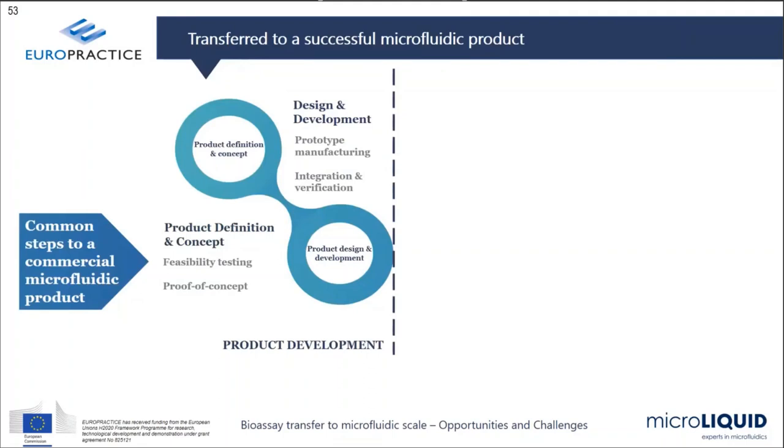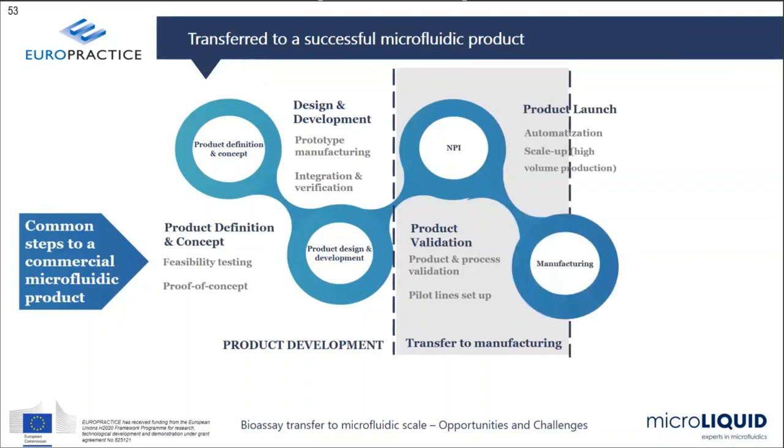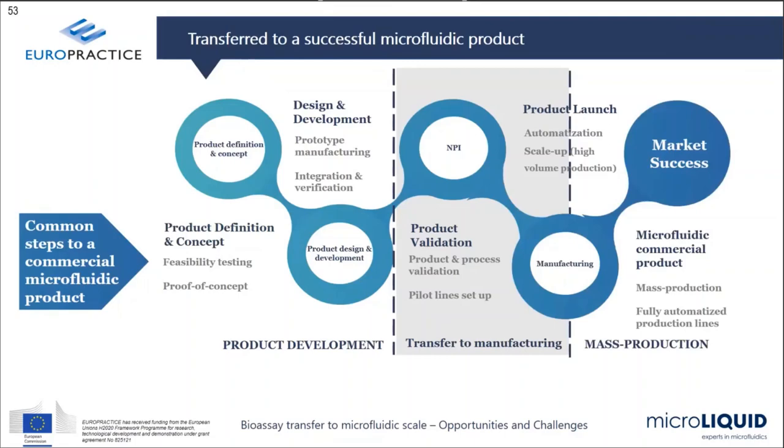Then you need to run into the design and development phase, where different specific samples or devices are being manufactured and integrated into a final product. So you have a final product which has been developed during the course of the project. This product needs to go to the next phase, which is new product introduction, to make sure that it's completely validated and compatible with the manufacturing processes, so that you can then run a mass manufacturing phase in order to reach mass production and reach the market successfully.